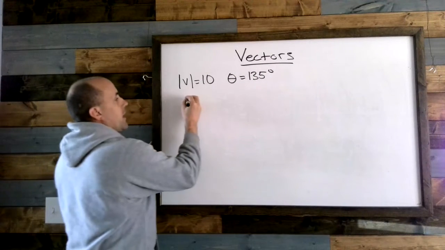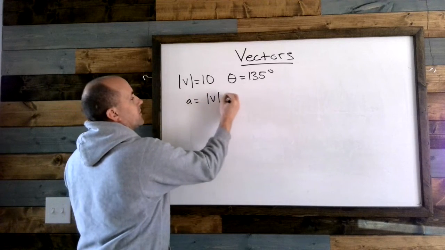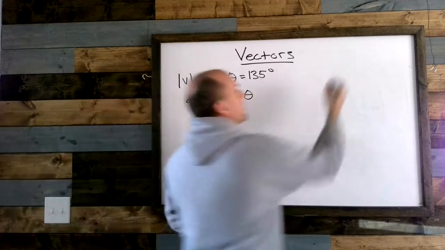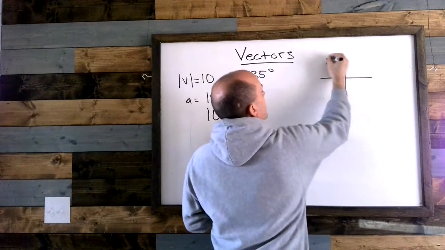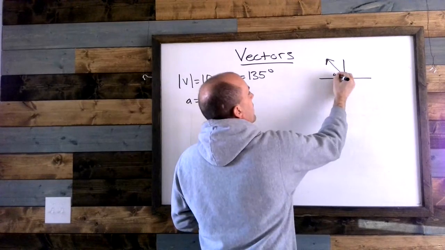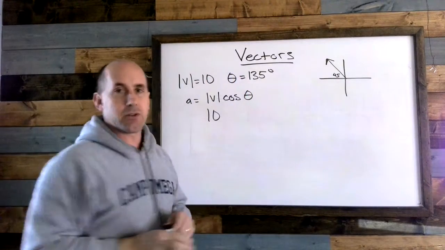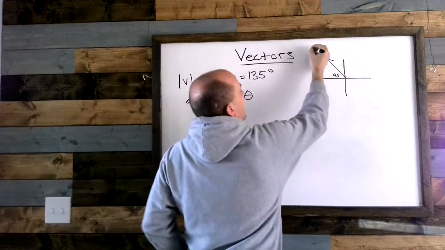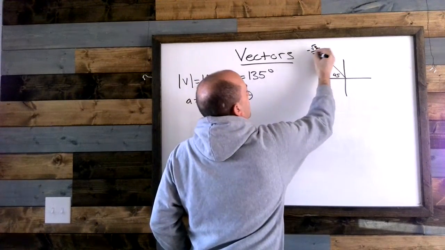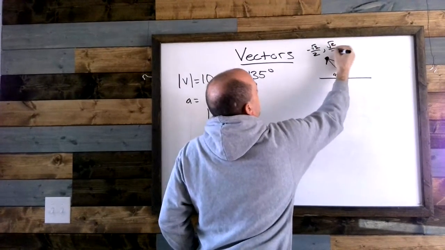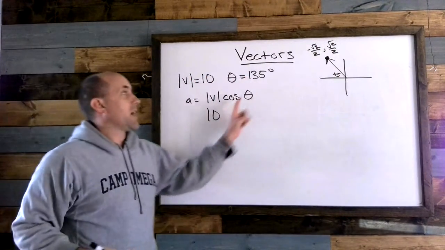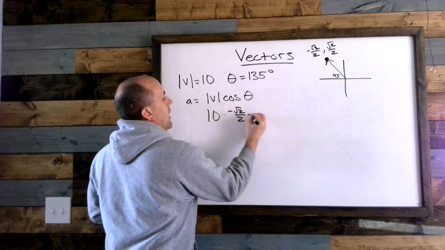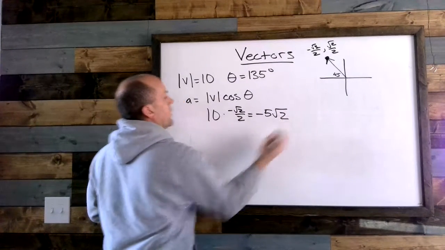Okay, so we know that in order to find A, we take the magnitude of the vector times the cosine of theta. So we have 10 times the cosine of 135 degrees. 135 degrees is going to be in the second quadrant. And you notice that you have a 45, 45, 90 special triangle. So hopefully you know that that terminal point is going to be negative root of 2 over 2 and positive root of 2 over 2. So cosine is going to be the x value, so 10 times negative root of 2 over 2, I get negative 5 roots of 2.